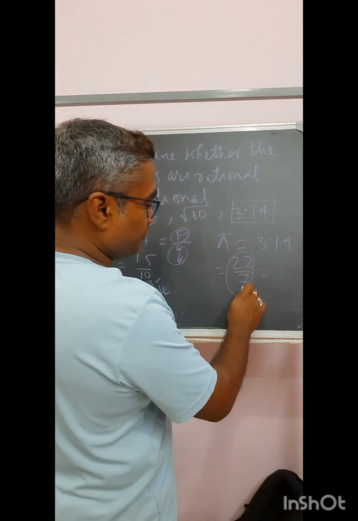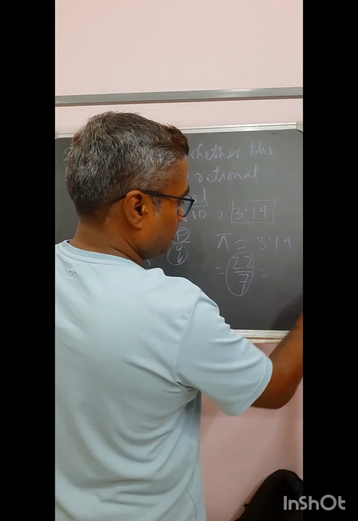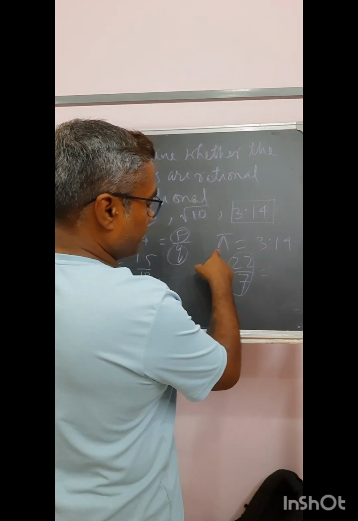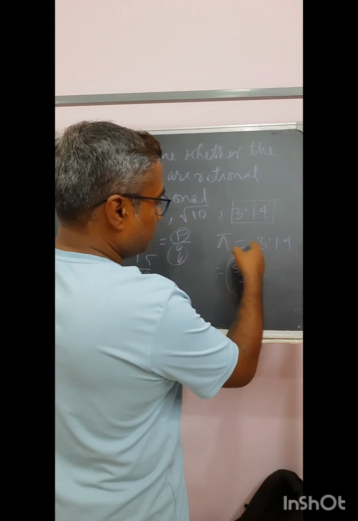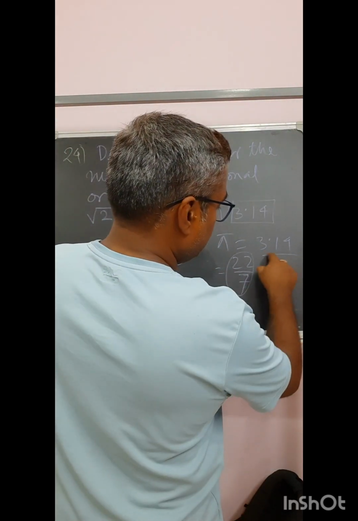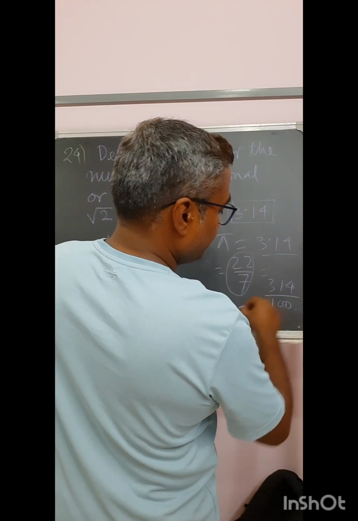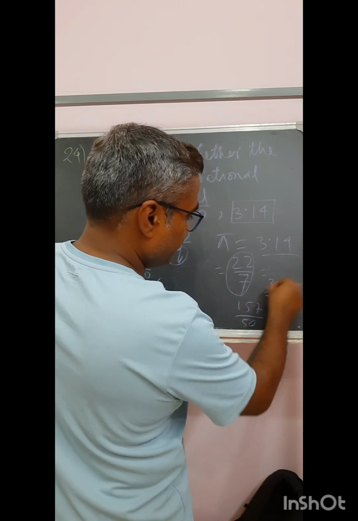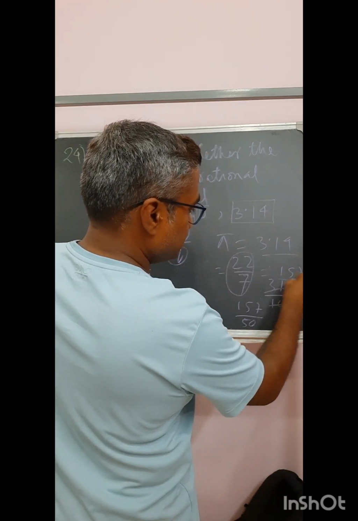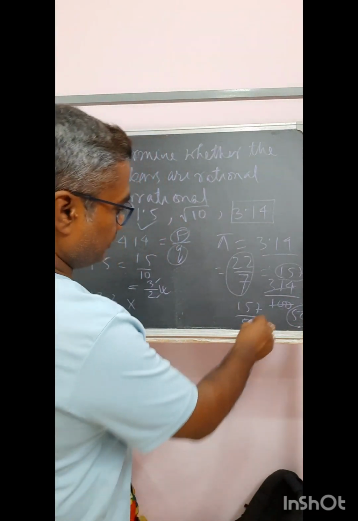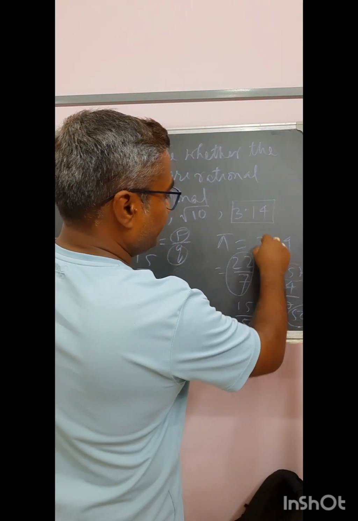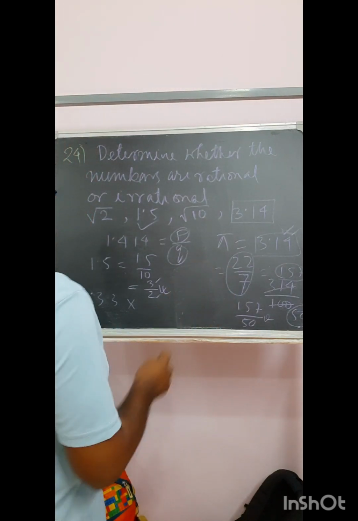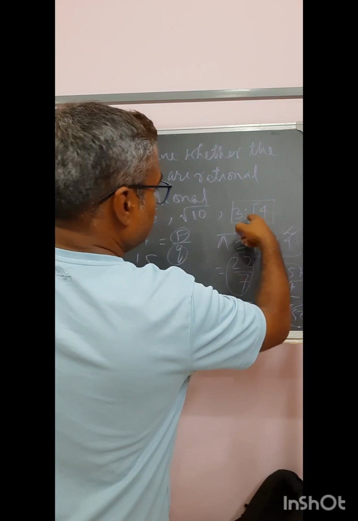So 22 is not perfectly divisible by 7, and you won't get limited digits after the decimal. So this cannot be the case for pi. If I assume that it is pi, it would not be a correct decision, because 314 can be represented as 314 by 100. If you cancel it and reduce it further, it gives this. This is an integer and this is also an integer. So it can be represented in the form of P by Q, and I can say this is a rational number. But in the case of pi, it is an irrational number. So don't be confused by seeing this number and say that it is irrational.